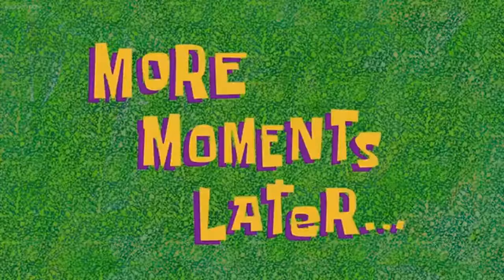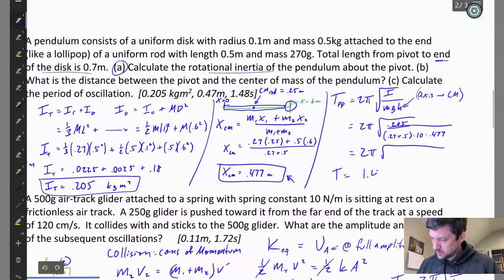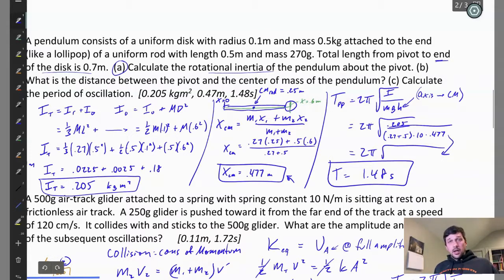Moments later. Works out. The time is 1.48 seconds. All that stuff in there. Yeah, that is not an enjoyable process.